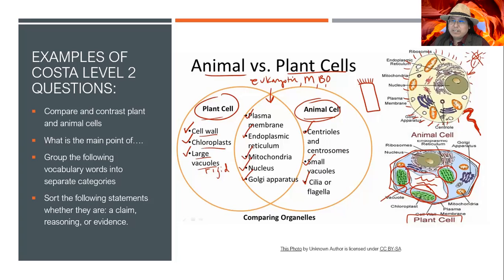What is the main point of? Group the following vocabulary words into separate categories. Sort the following statements, whether they are a claim, reasoning, or evidence.